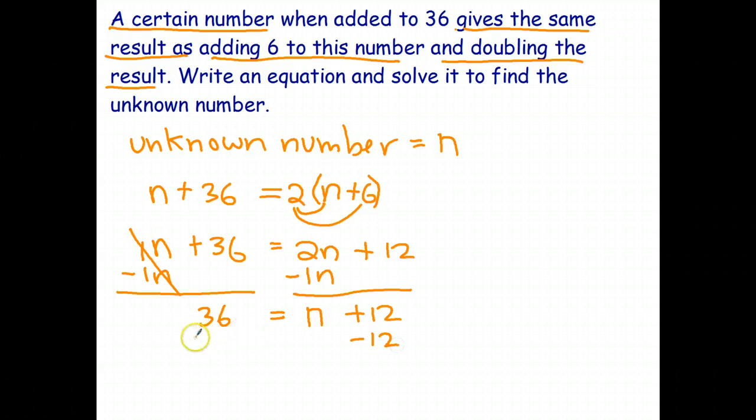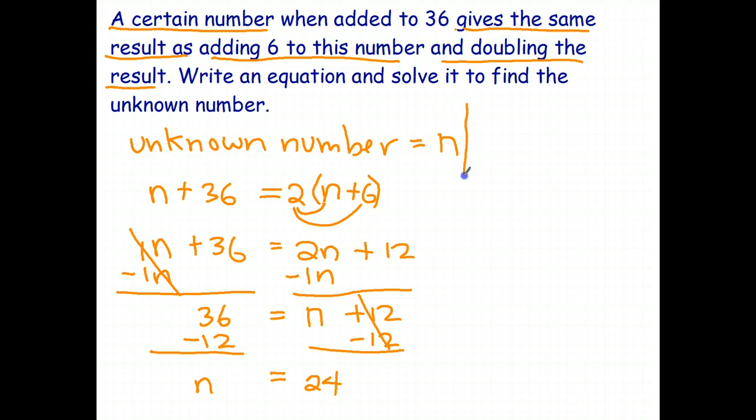And just a one-step equation to solve. Subtract 12 from both sides. I'm now going to write the n over on the left-hand side, and 36 take 12, I'll put that on the right-hand side. So the answer to our problem is 24.